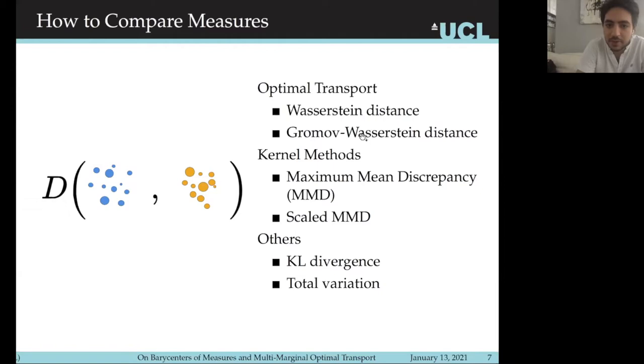You have the area of optimal transport, which is going to be the focus today, with the Wasserstein and the Gromov-Wasserstein distances. Then you have the area of kernel methods, where the main distance is the MMD and its extensions, like the scaled MMD. And there are other distances from statistics, like the KL divergence, total variation, and so on. So there are a lot of ways of comparing measures, and these different ways have a lot of different properties.